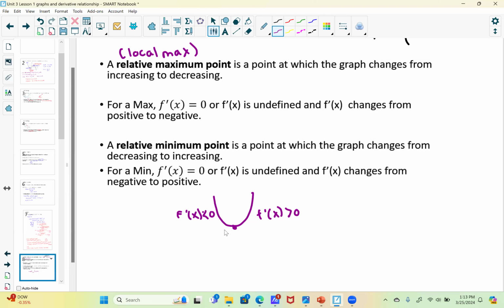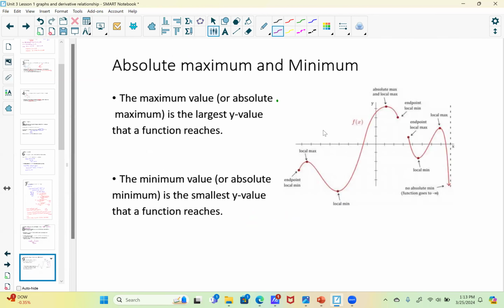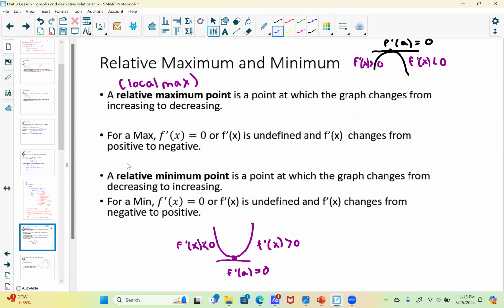And again, at the max or min, which we call a turning point, the derivative is always equal to 0 or undefined. And we will mostly be doing the case where it's equal to 0. So anytime the derivative changes from negative to positive, we have a relative minimum point. One other thing, this could also be called a local min.